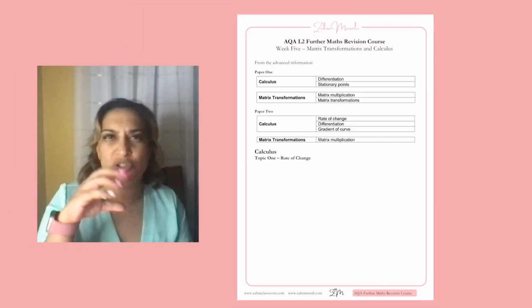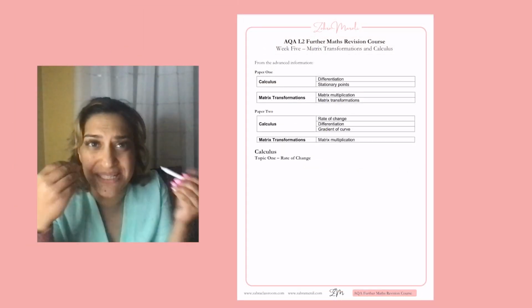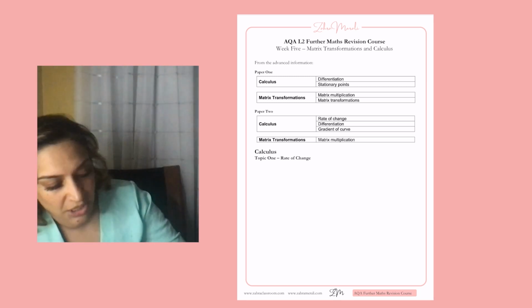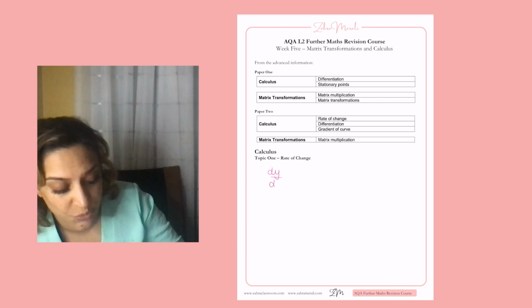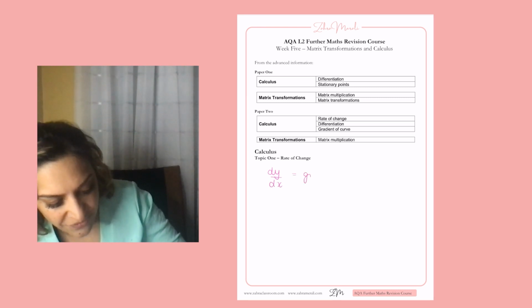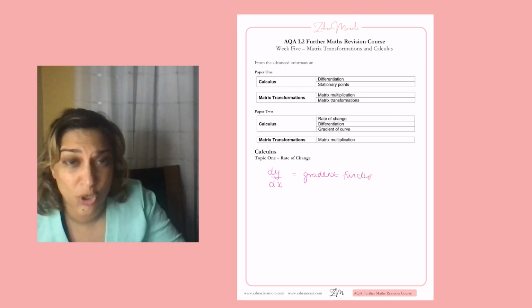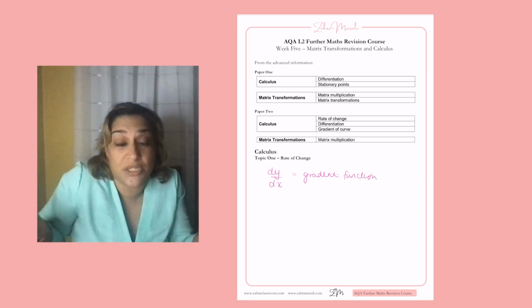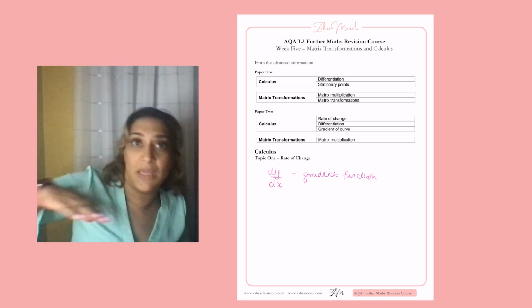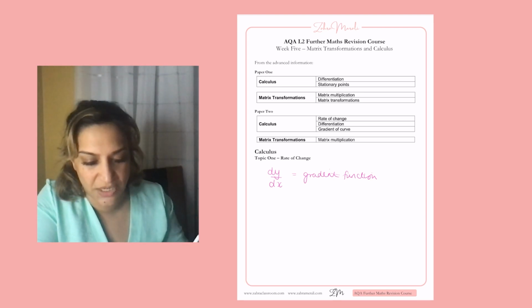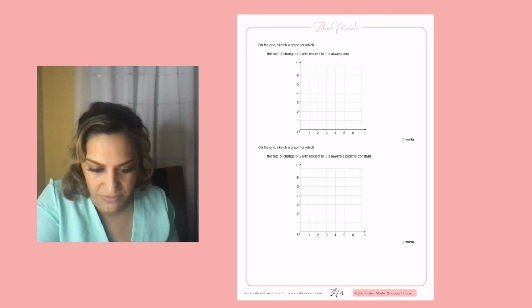The first bit of this topic is about rate of change. Essentially, it's a fancy way of talking about the gradient. So dy dx, which we know as the gradient function, is essentially your change in y over your change in x, which is how you work out the gradient of a straight line, for example. So it's how something changes with respect to something else.